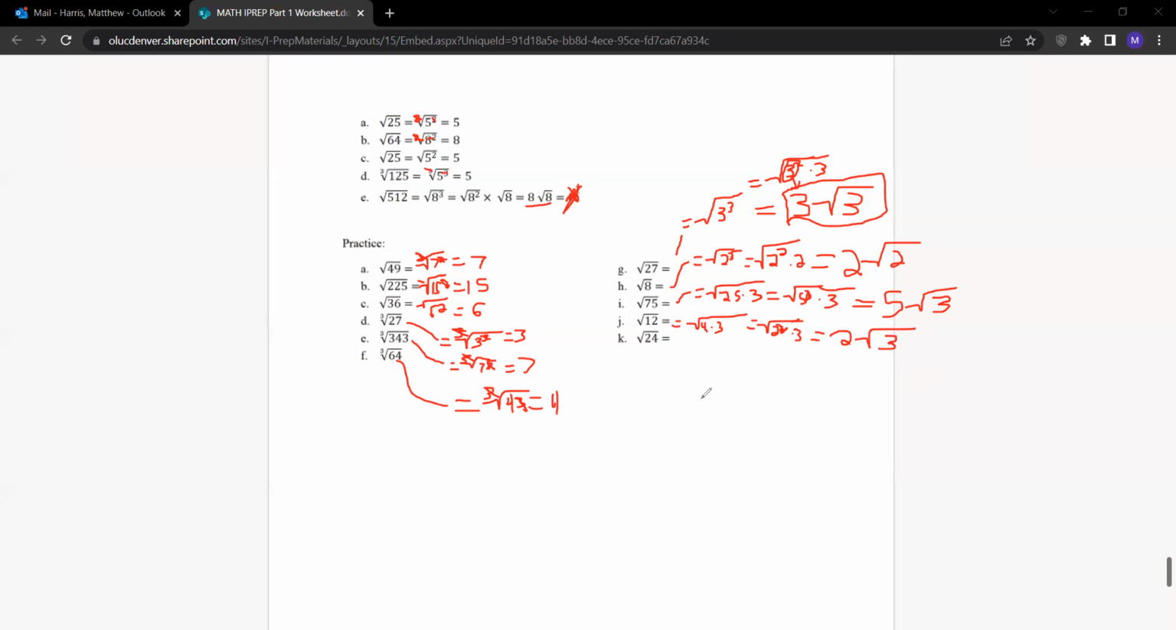All right, last one. It's going to be pretty similar, but we're going to simplify out looking for a number that is a square. All right. So in this case, we have 6 times 4, right? Because that 4 is 2 squared. So then we can take that 4 out, and what we get is 2 square root of 6. All right, so that is how we simplify radicals using our rules that were above.